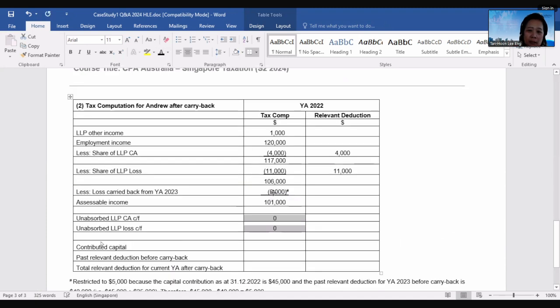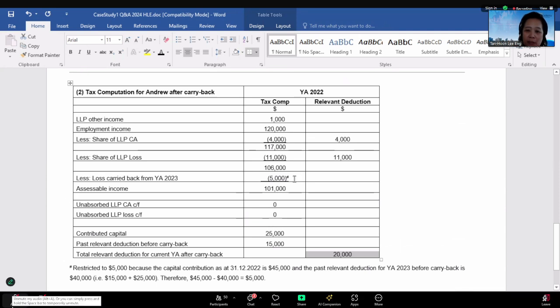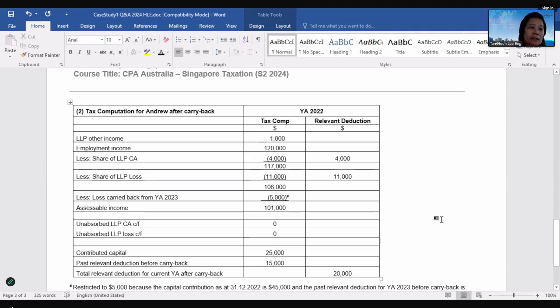As per the 2022 that you have been doing earlier on, and then now you will see here 15,000 contributed. Previously we gave 15,000, right? Then we give an additional 5,000, right? So total we give 20. Understand? 15,000 we gave originally, then we give another 5,000. So total relevant deduction is 20. Okay, now it's almost 1:30 already. I think I go on to the second case study.